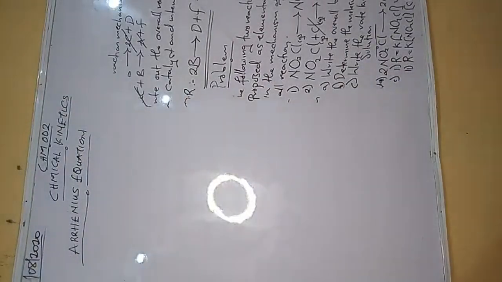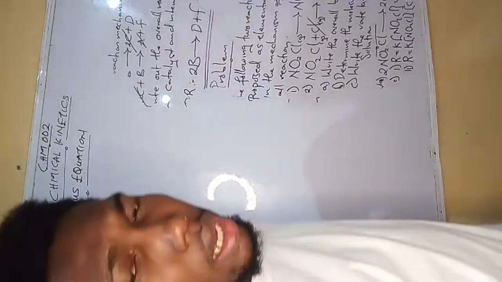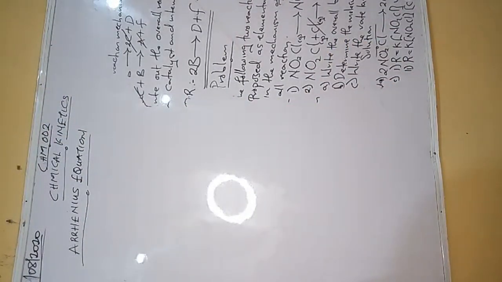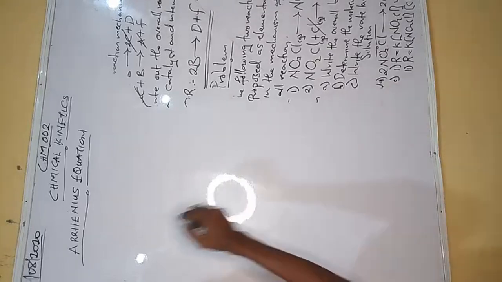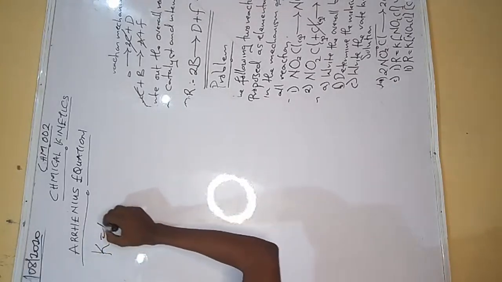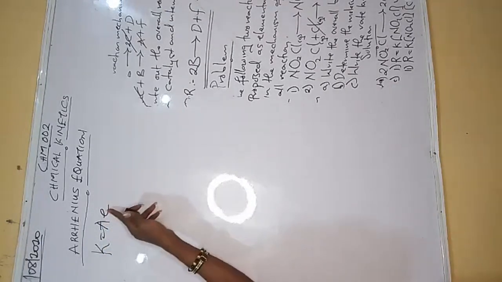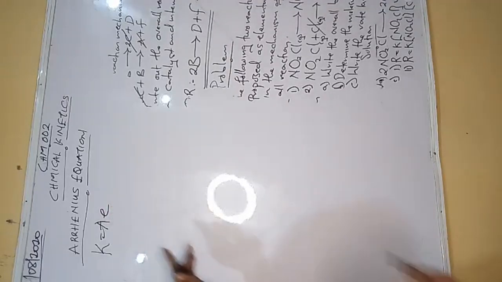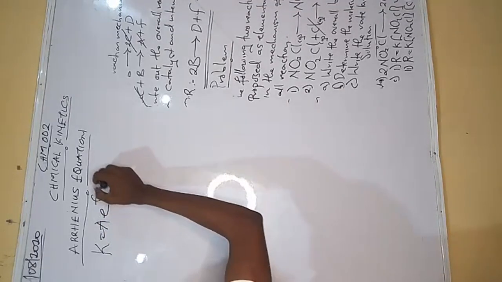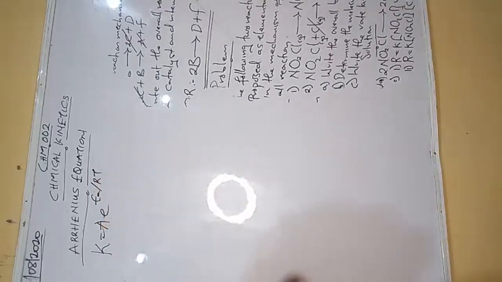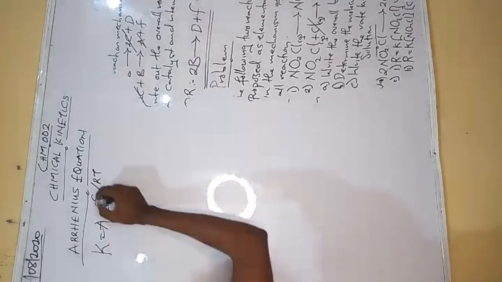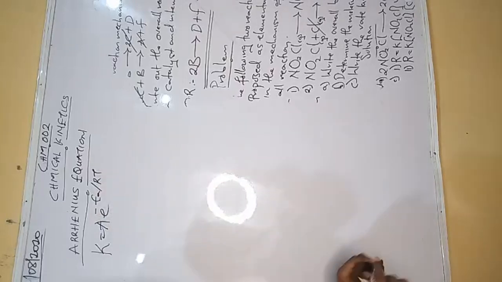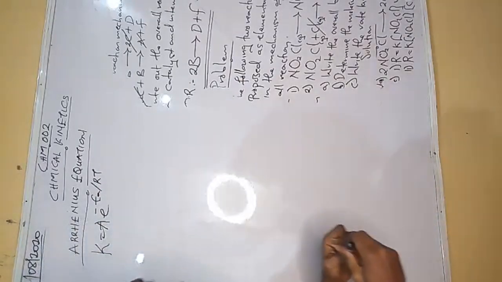The activation energy of the reaction. This was postulated by a man called Arrhenius, and he gave us a relationship for that, the Arrhenius equation, which is k equals A exponent, raised to the power of minus EA over RT. That's a negative there. Are you getting it now?